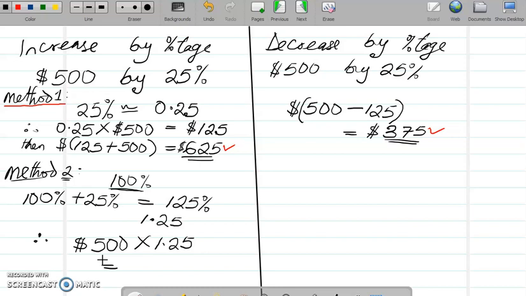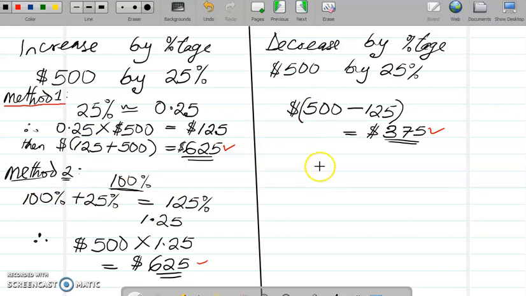You have 500 multiplied by 1.25. That gives us $625. You see that? That gives us the answer. But if you are asked to decrease, I will subtract this from 100.